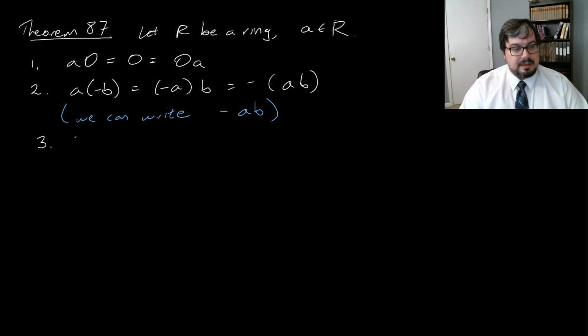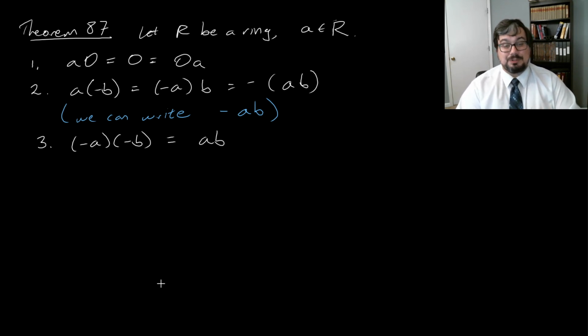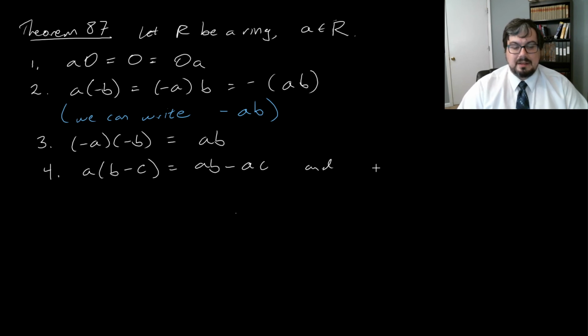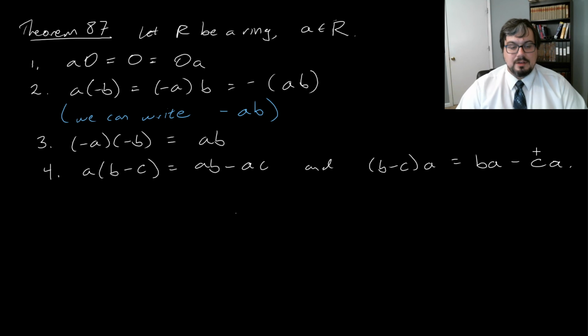Number 3 is that if we take two negatives, they cancel each other out. So negative a times negative b is equal to a times b. Number 4, if we take a times (b minus c), this is equal to ab minus ac, and (b minus c) times a is equal to ba minus ca. So in other words, multiplication distributes over subtraction, just like it distributes over addition.